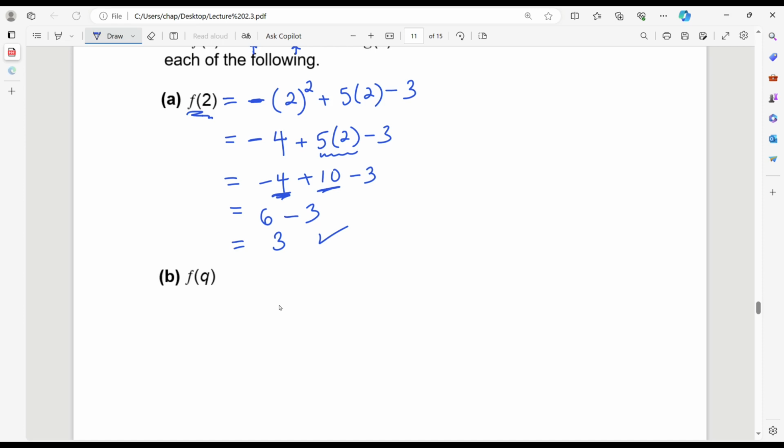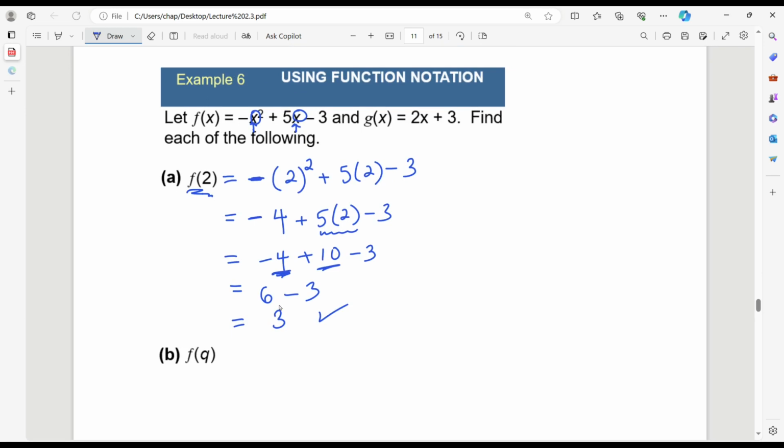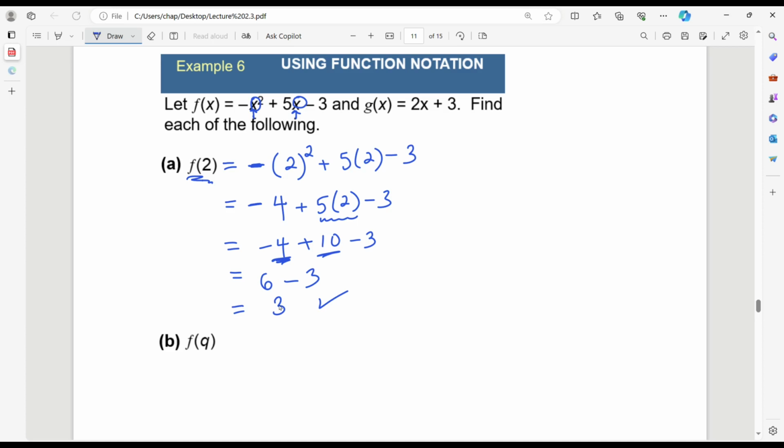For part B, we're looking for f of q. f of q just means we're going to replace everywhere we see an x with a q. So in this case, we'll write f of q first, and then I'm going to do substitution with the letter q into my function f.